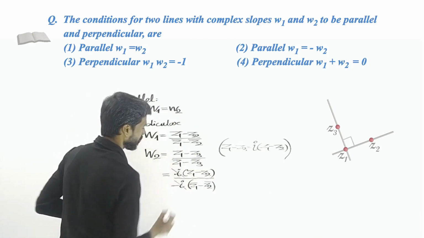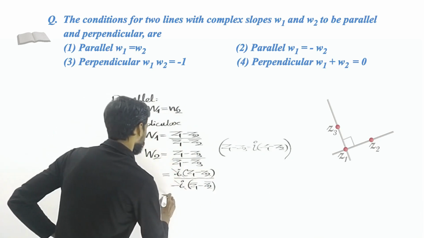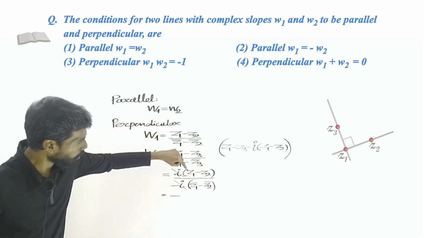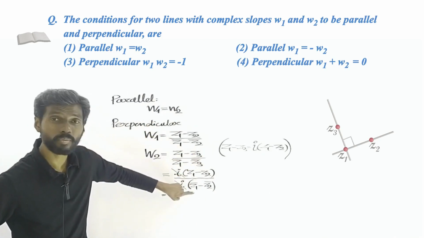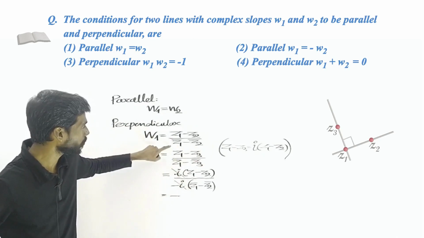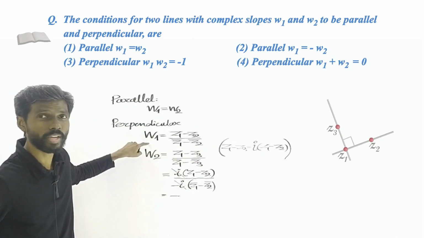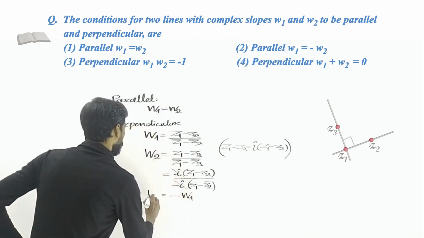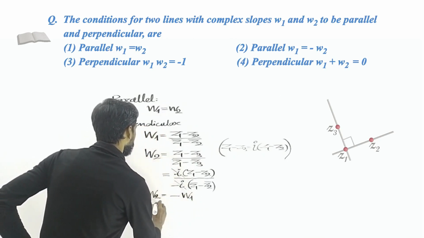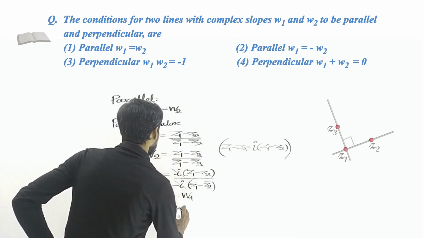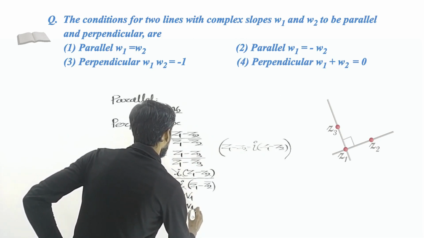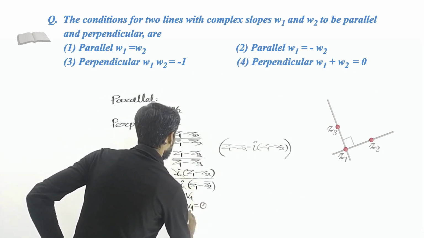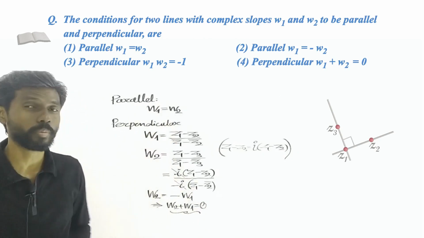Okay, we can cancel this i. So it is minus of, this is minus of, what is this, (z1 minus z2) by (z1 bar minus z2 bar)? So that is what we have written as w1. Okay, that is the slope of the first line. So this is minus w1. So slope of the second line w2 equals negative of the slope of the first line. So w2 plus w1 equals 0. So this is the condition for the two lines to be perpendicular.